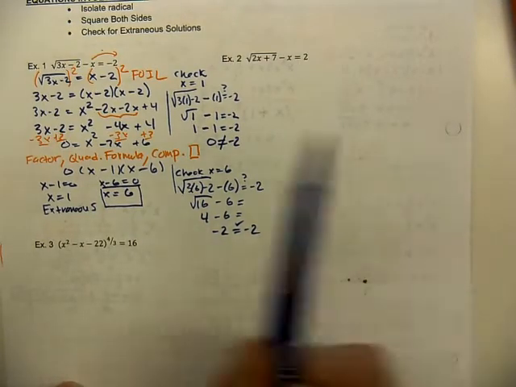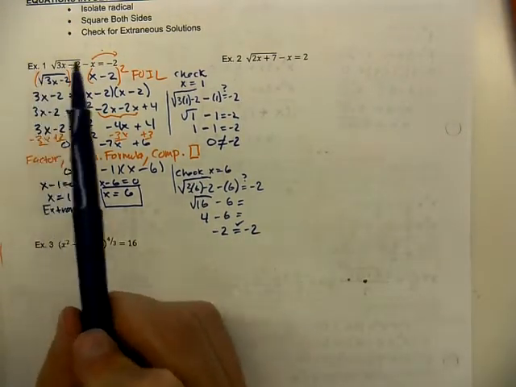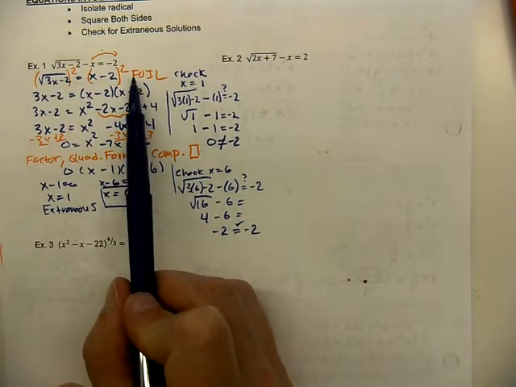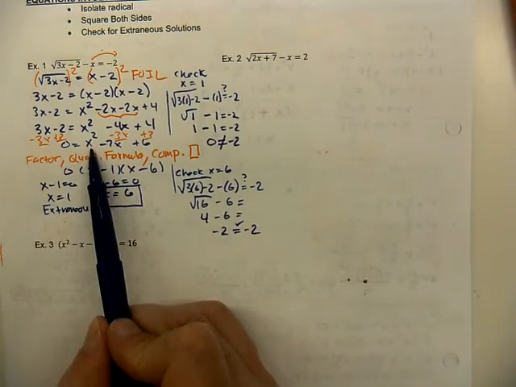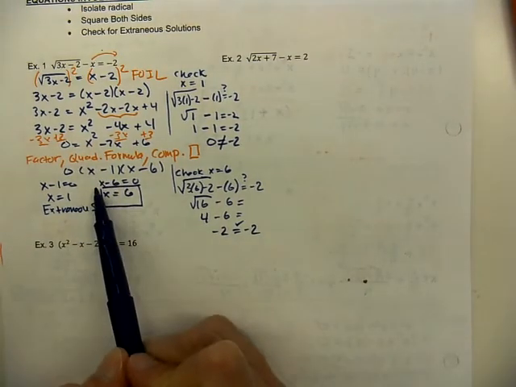So that's the process. We're going to isolate the radical, square both sides, meaning we have to FOIL out the binomial, and then turn it into a quadratic, and here we factored it to solve the quadratic.